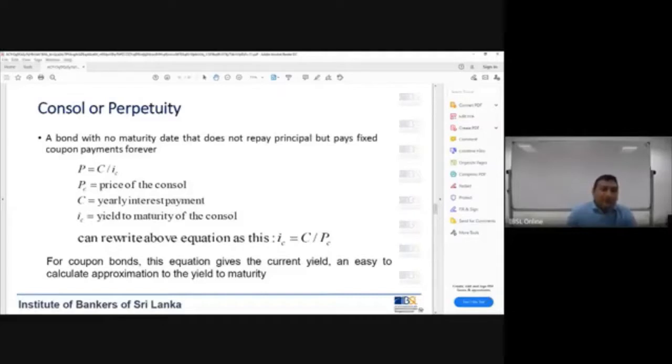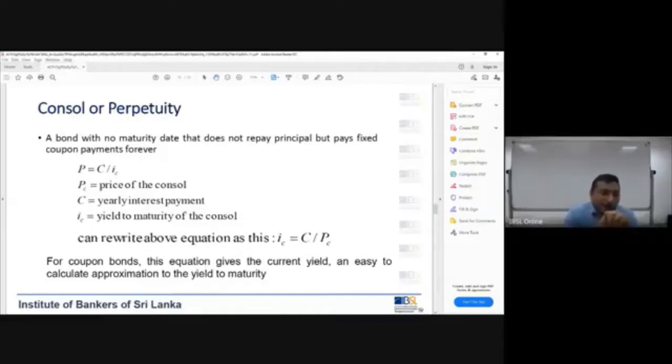There is no fixed time duration. But interestingly, in such financial assets, the price is defined as P equals C over i_c. i is the interest rate, the yield to maturity, and in this case, i_c is the yield to maturity of the consol. C is the yearly coupon or interest payment, okay. So if you wanted to know the price of a consol, P, you basically look at it in terms of the coupon that the consol is paying you, and then you look at what is the prevailing interest rate, the yield to maturity of a consol.